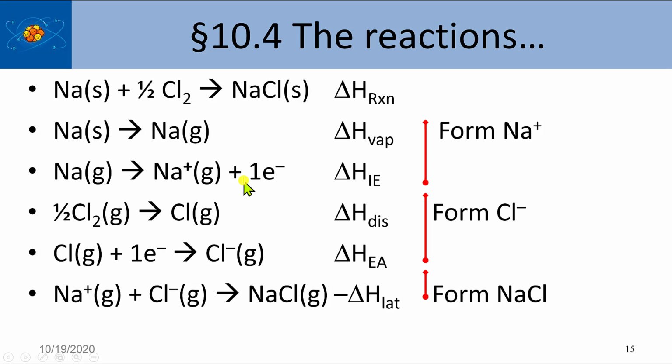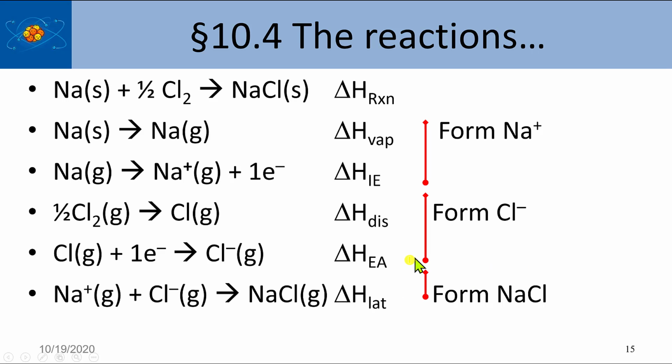And then it's the ionization energy. This is the energy required to form the sodium ion. This is the chlorine breaking the bond, so the dissociation to go to chlorine atoms. And this is the electron affinity. These are all values that you can look up in your book. And then the last step is the process of sodium gas plus chloride gas making sodium chloride. This is what's going to give us the lattice energy.